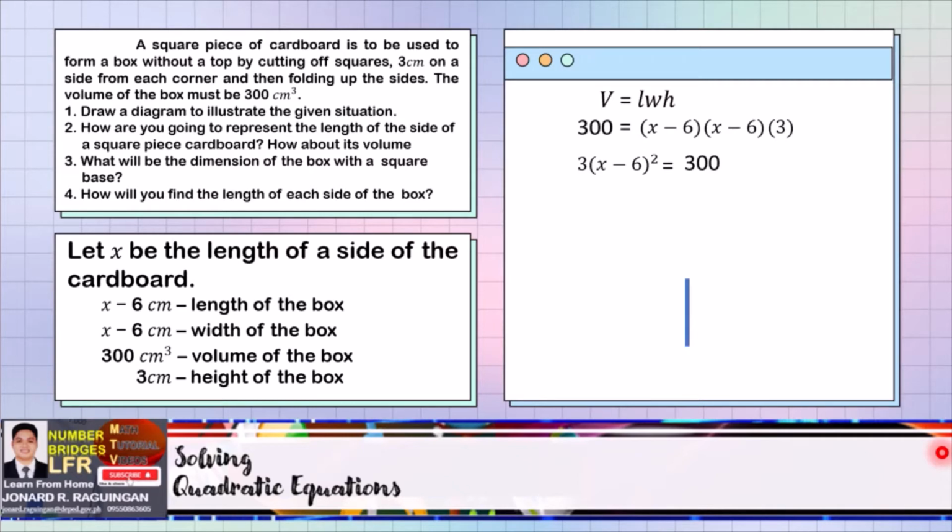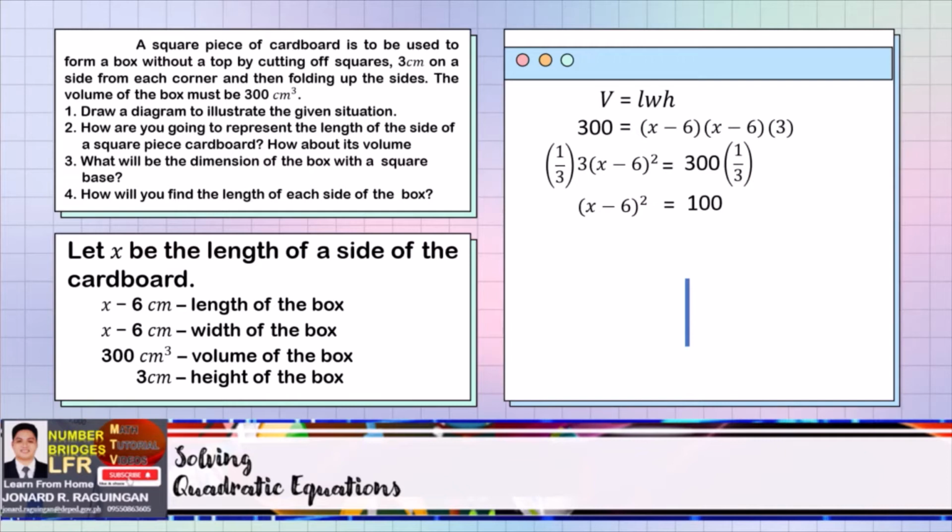By using the multiplication property of equality, multiply both sides by 1/3. Then simplify. 1/3 times 3 times (x minus 6) raised to 2. We can cancel the 3 and 3. That is equal to the quantity (x minus 6) raised to 2 is equal to 300 times 1/3, which is equal to 100.